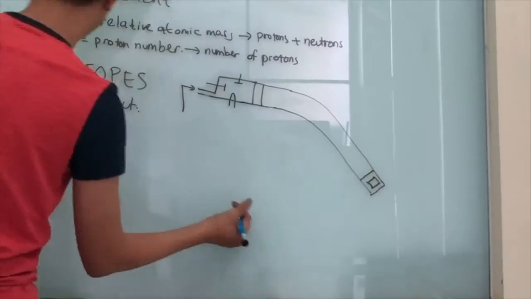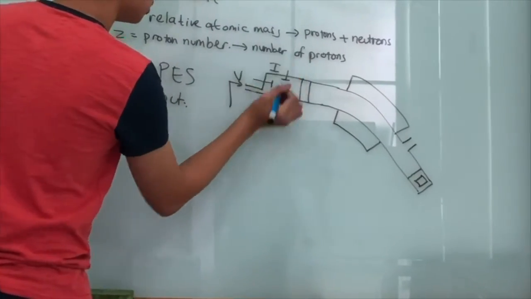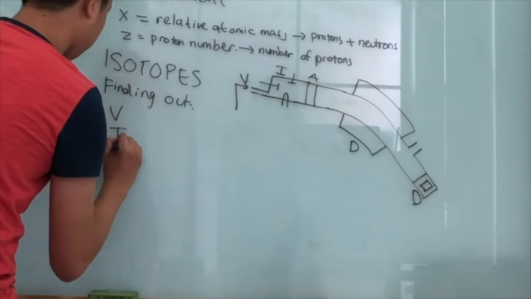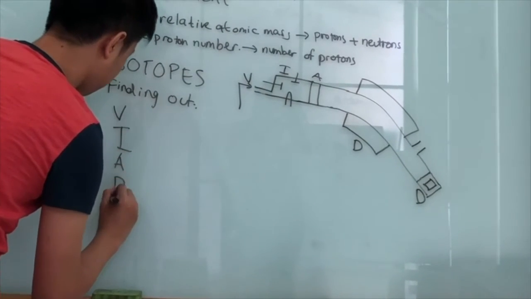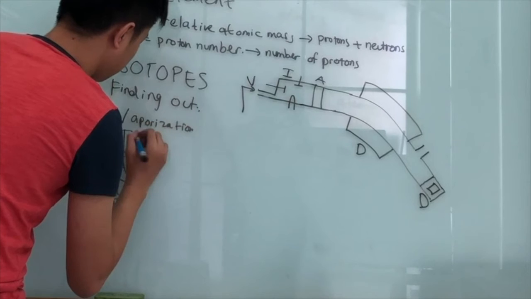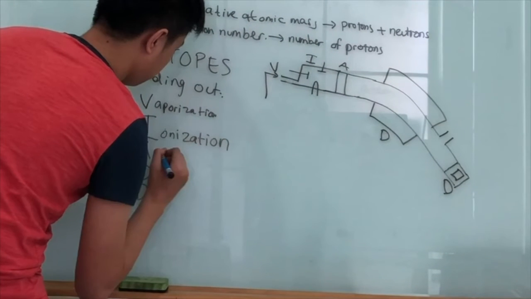The mass spectrometer has 5 different stages: vaporization, ionization, acceleration, deflection, and finally detection. Stage 1, vaporization, is when the sample is injected into the instrument where it is heated and vaporized, producing gaseous atoms or molecules. Next, ionization is when the gaseous atoms are bombarded by high-energy electrons, which generate positively charged species.